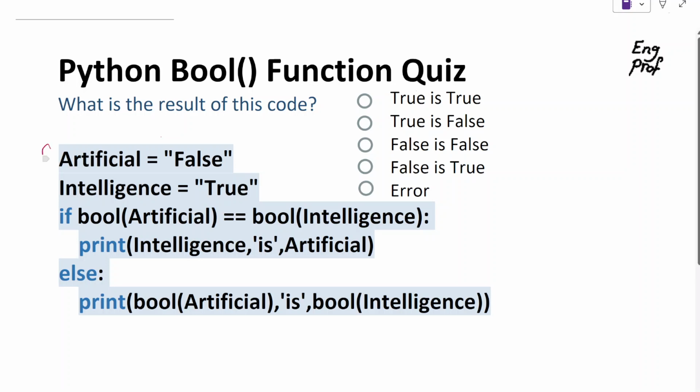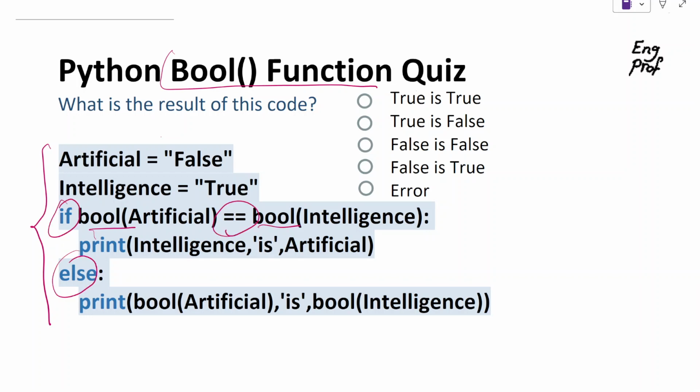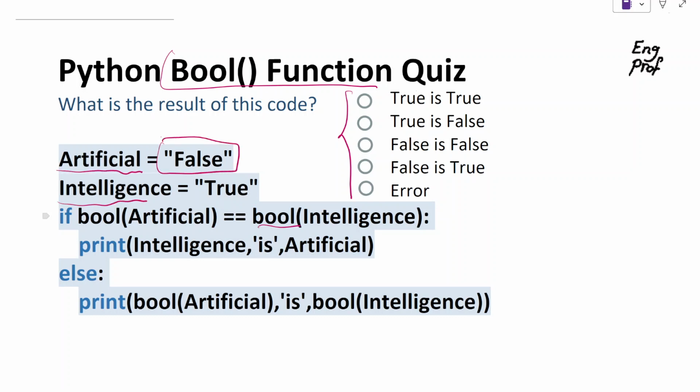What is the result of running this Python code that involves the bool function, logical operator, and also if-else? Okay, so we need to find the correct answer among the multiple choices that are presented here. What is happening? So we define artificial as "false" string, and we define intelligence as "true" string.